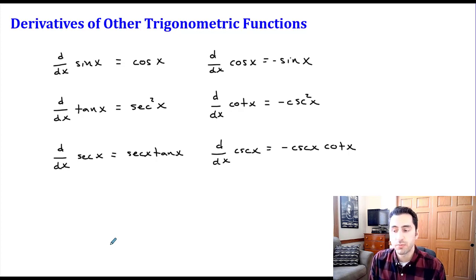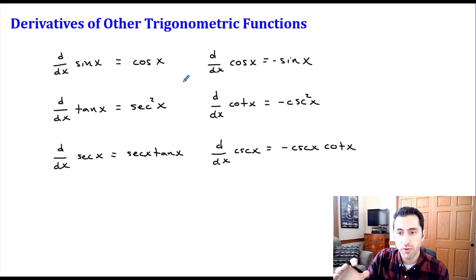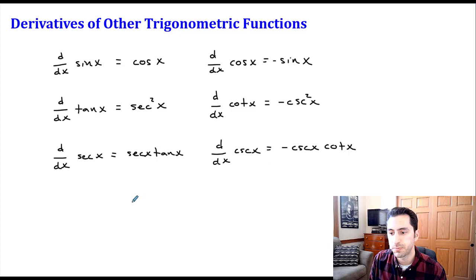The first thing that can help us out is the derivatives of all of our cofunctions. So any of these that start with the letter c, so cosine, cotangent, cosecant, the derivative of each of those has a negative sign in it. So negative sine of x, negative cosecant squared of x, negative cosecant times cotangent.